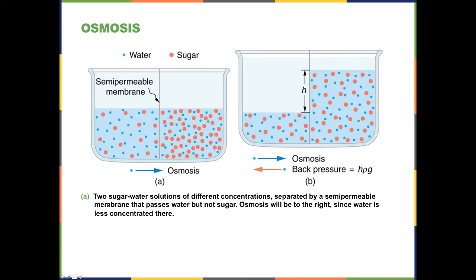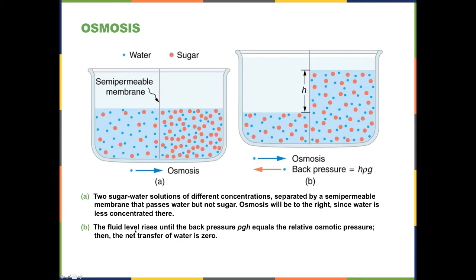So two sugar water solutions in different concentrations are separated by a semi-permeable membrane. The water can pass, but the sugar cannot. Osmosis will cause a passage from left to right, since the water has to dilute this sugar here. The fluid level will rise until this back pressure is equal to the relative osmotic pressure, and the net transfer of water is equal to 0.